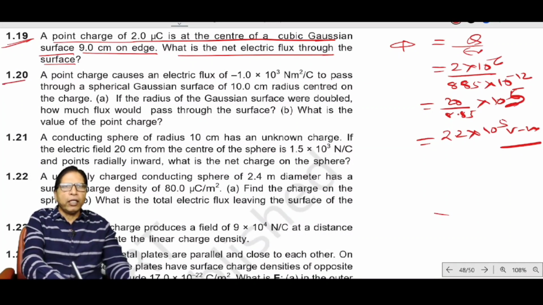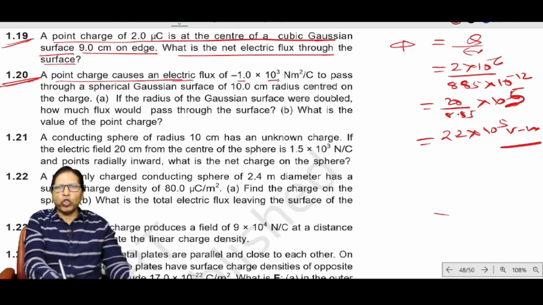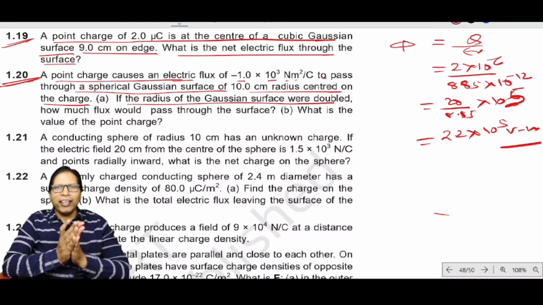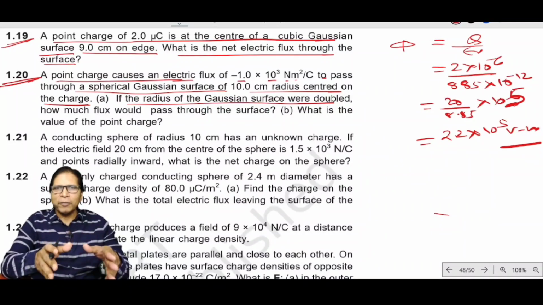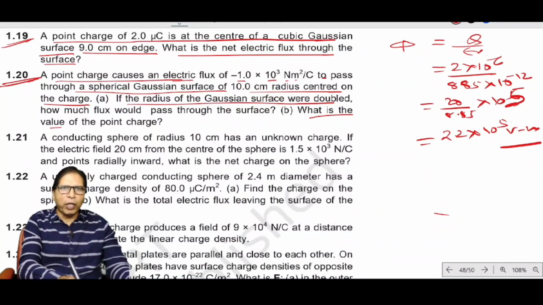Now question number 1.20. A point charge causes an electric flux of minus 1 into 10 to the power 3 Newton meter square per coulomb to pass through a spherical Gaussian surface of 10 centimeter radius centered at the charge. If the radius of the Gaussian surface is doubled, how much flux would pass through the surface? Flux remains the same. Flux does not depend on the area of the surface. It only depends on the charge inside the surface.